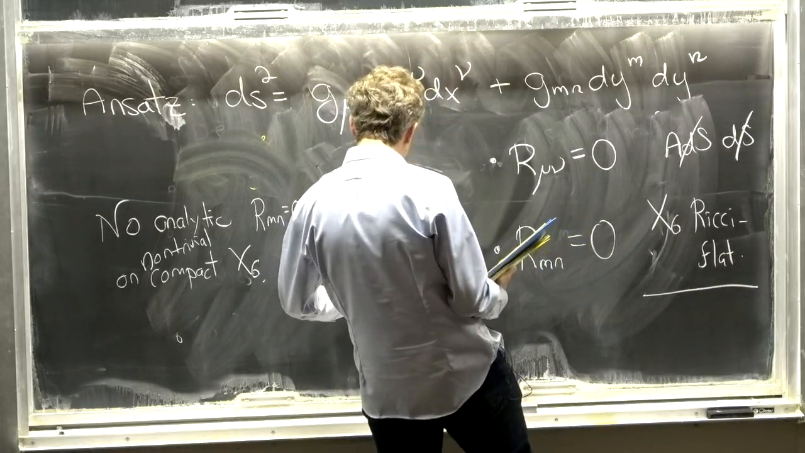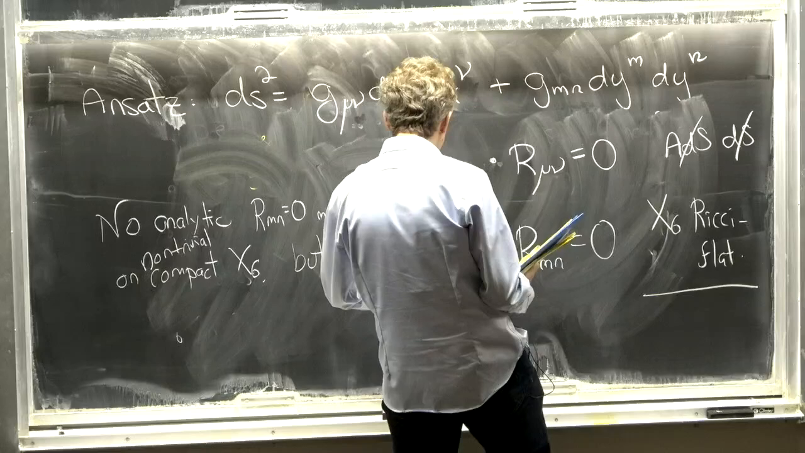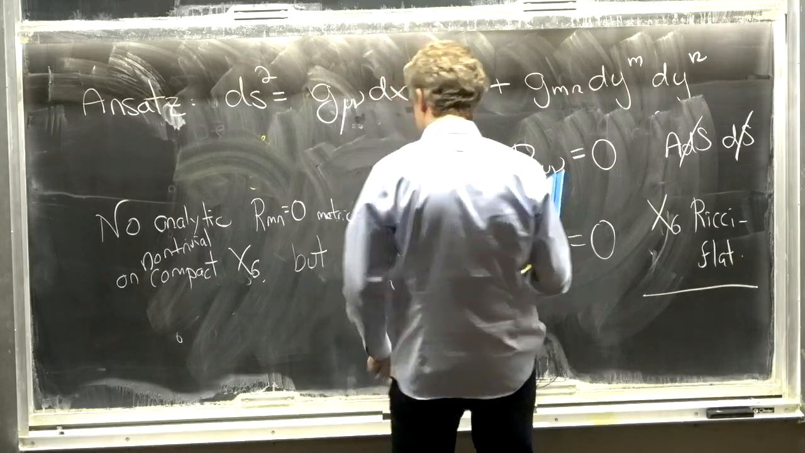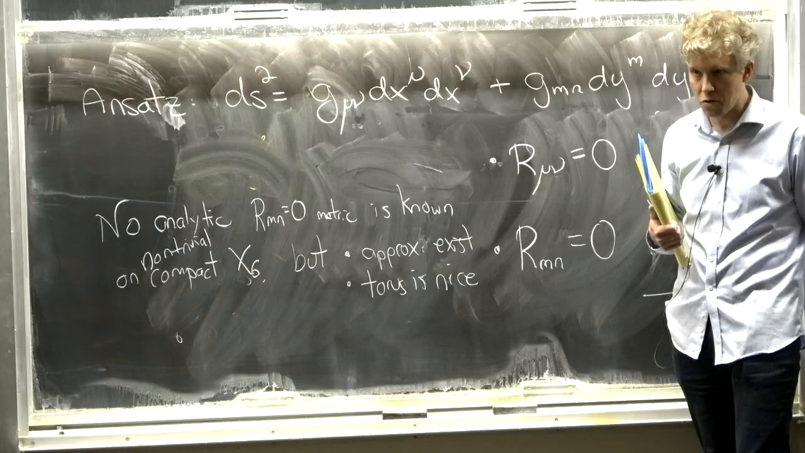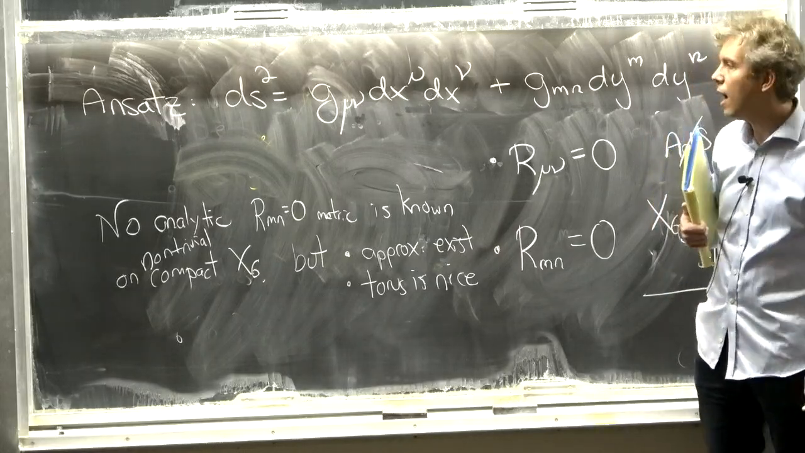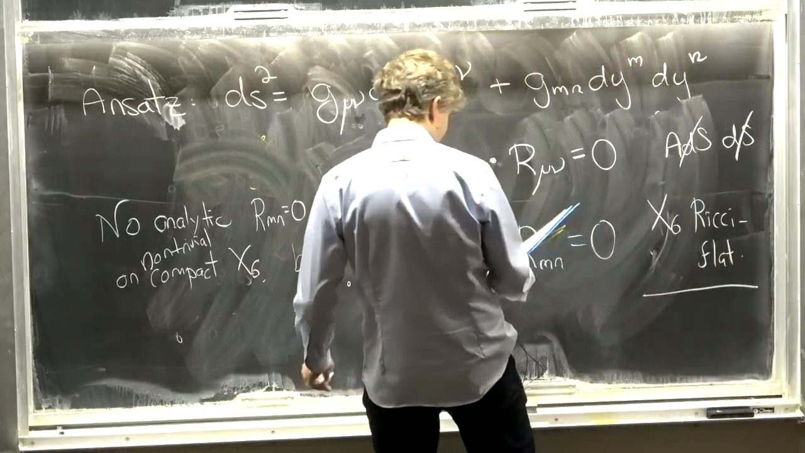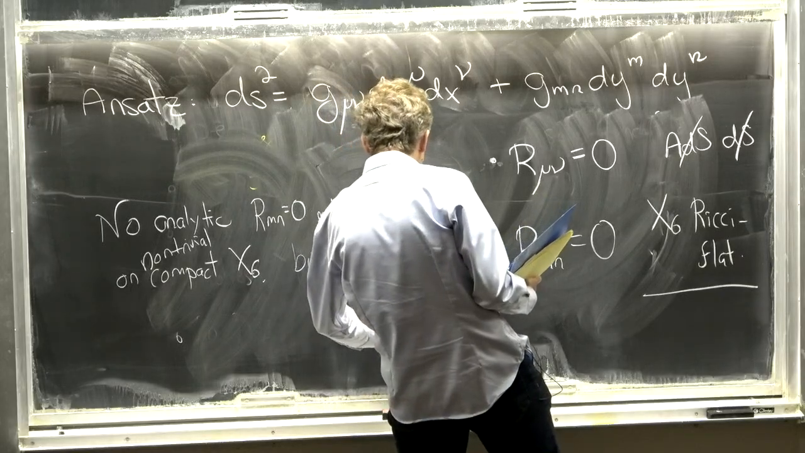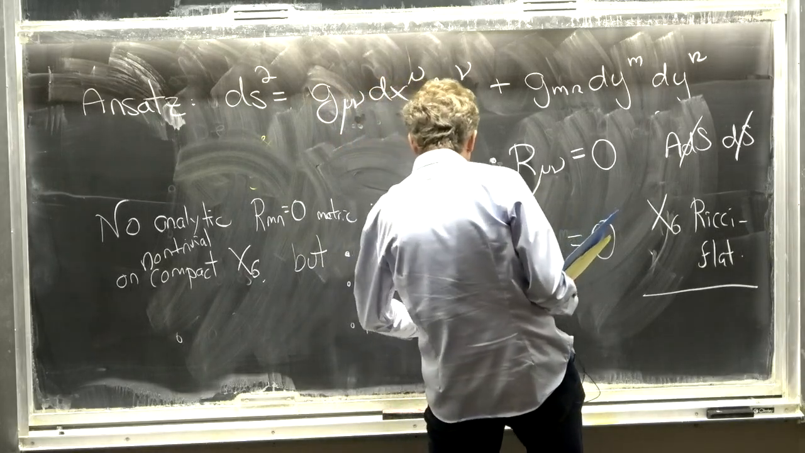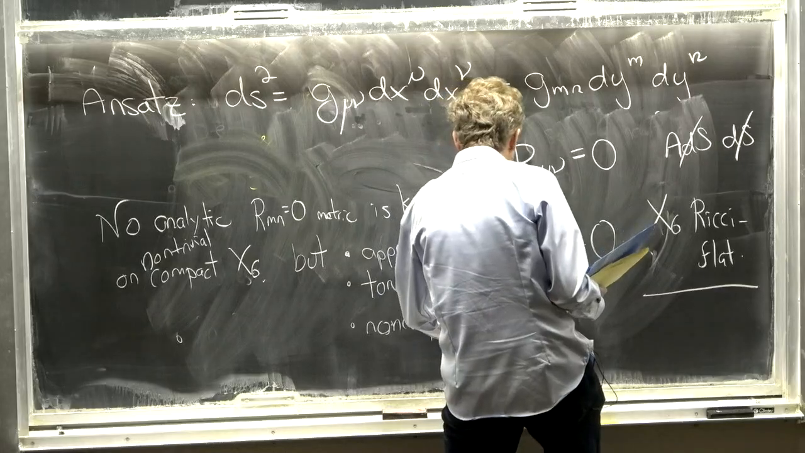The torus is nice. The torus has a beautiful Ricci flat metric, and in fact, we all cut our teeth on the torus. This is where you learn to do basic compactification things, because you can handle all the pieces, and on also non-compact cases are known.